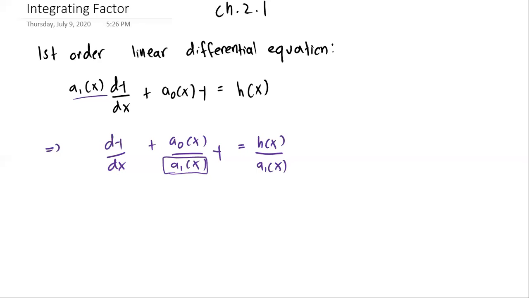So we can write it like this, and then we can simplify this even more and just write it as dy/dx plus some expression involving x and constants. I'm just going to write a naught divided by a1 as p of x, equals g of x. So I wrote h divided by a1 as just g of x. So this is going to be our general form for a first order linear ODE. This is what you want to keep in mind anytime I mention those words.